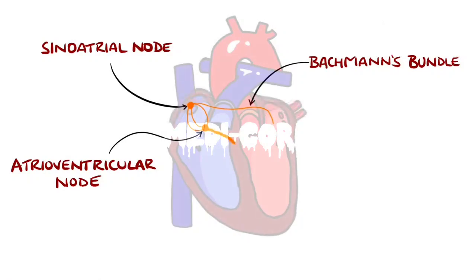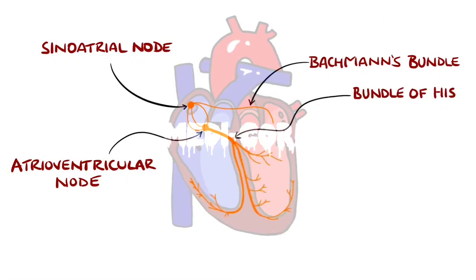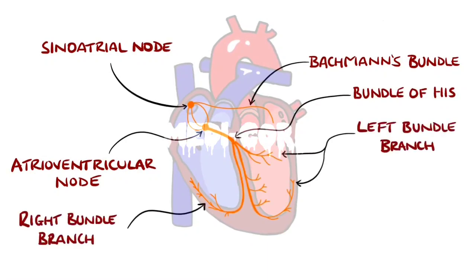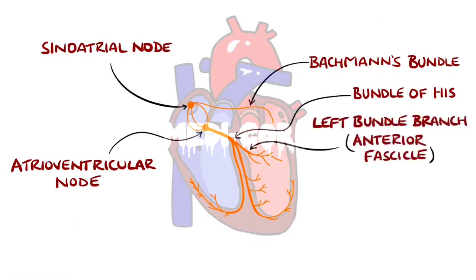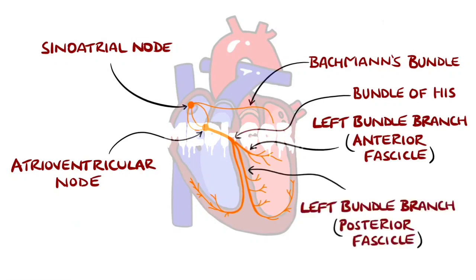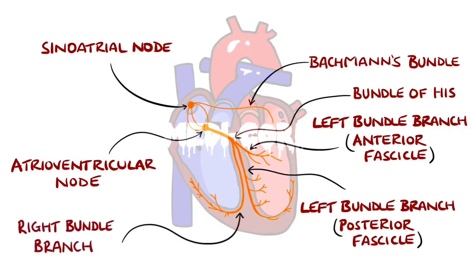From here, it travels down to the bundle of His, which then divides into the left and right bundle branches, followed by the Purkinje fibers on both sides, ultimately causing contraction of the ventricles. Remember that the left bundle divides into the anterior, posterior, and in some instances the septal fascicles, whereas the right bundle does not have other fascicles. Depending on where the impulse is delayed, different forms of heart block are seen.